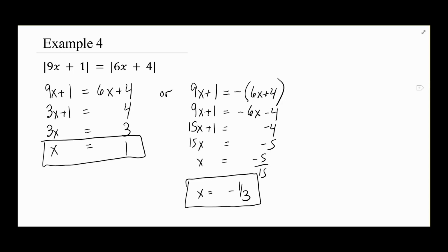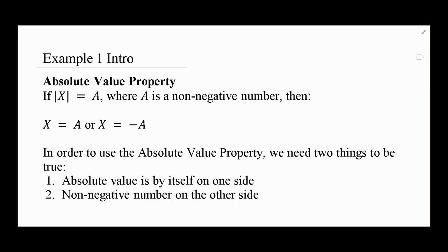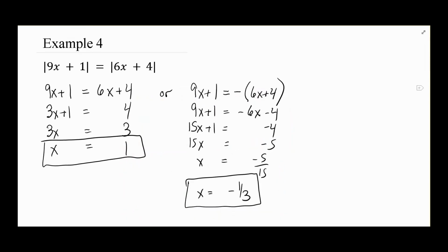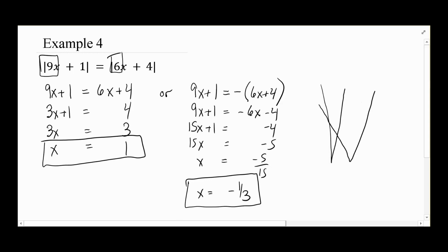We got to see what happens graphically. If we go way, way back to example 1, when we first looked at these graphically, we saw that we normally get two solutions because we were looking at where a horizontal line meets up with a V, with an absolute value. So going back to example 4, what was happening here is we had a V whose slope was 9, so a really steep V, and we had another V whose slope was 6, so it was a less steep V. They crossed in 2 places. So that's why we're getting 2 answers to example 4.